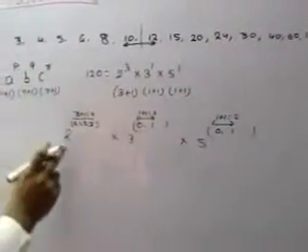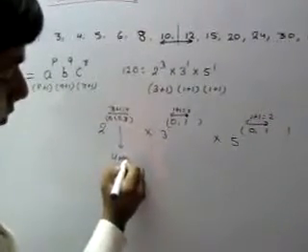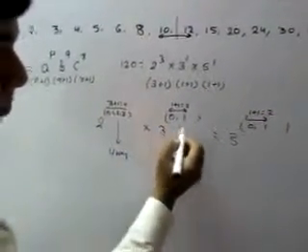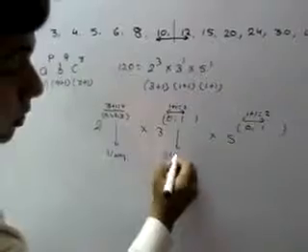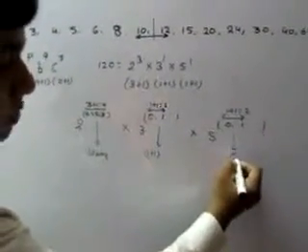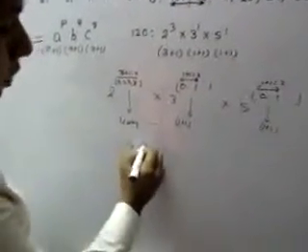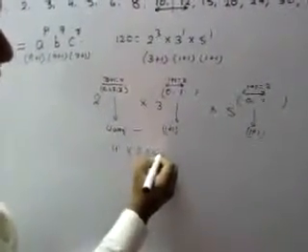So how many ways we can fill up this place is 4 ways. How many ways we can fill up this place is 1 plus 1, 2 ways. How many ways we can fill up this place is 1 plus 1, 2 ways. So total number of factors is given by 4 into 2 into 2, that is 16.